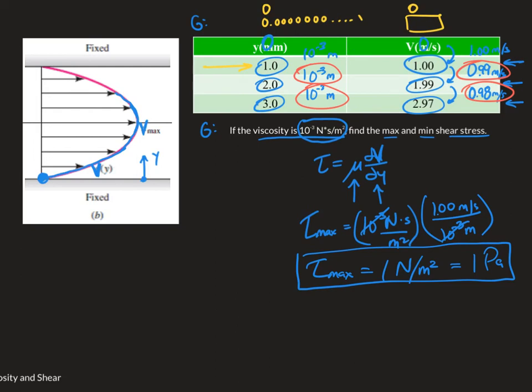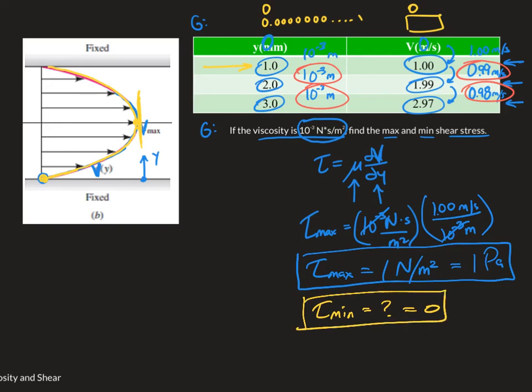Now what about tau min? We should already know the answer to this because the minimum is right here, because there's no change in velocity right there. So there's always stress going on here. The stress is decreasing, decreasing, decreasing, hits this point, boom, equals 0. And then we have stress all along here. So that's it. This is the minimum.